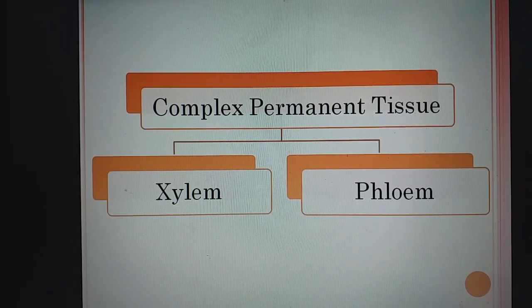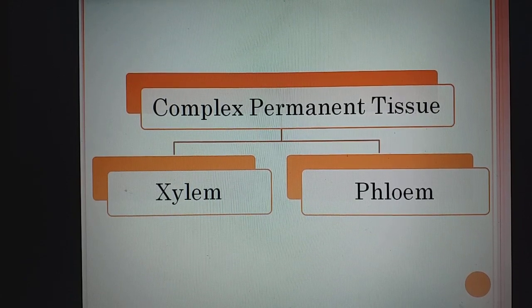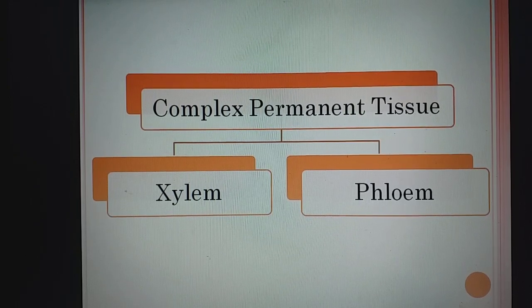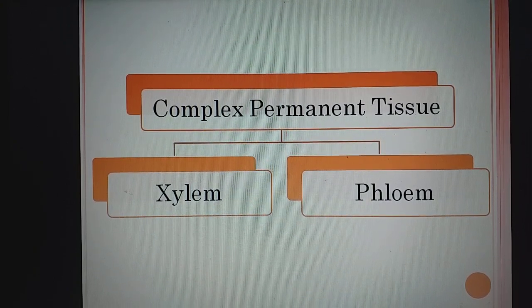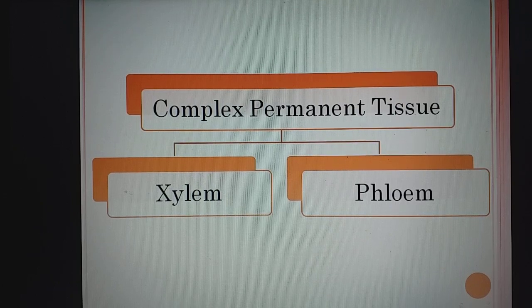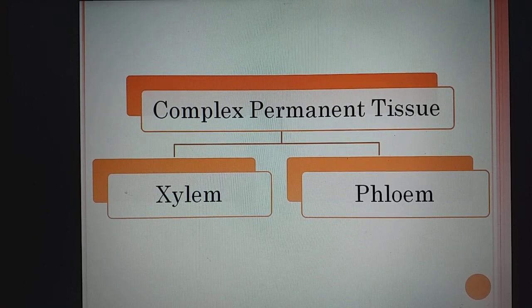Permanent tissues are those meristematic tissues which have lost the power of division. Permanent tissue is of two types: simple permanent tissue and complex permanent tissue. Simple permanent tissue means those tissues which are made up of similar type of cells, whereas complex permanent tissues are made up of different types of cells which coordinate with each other to perform a particular function. Complex permanent tissue is of two types: xylem and phloem.